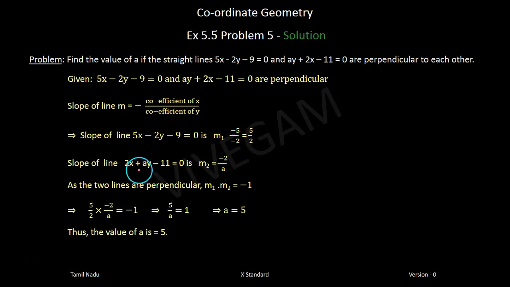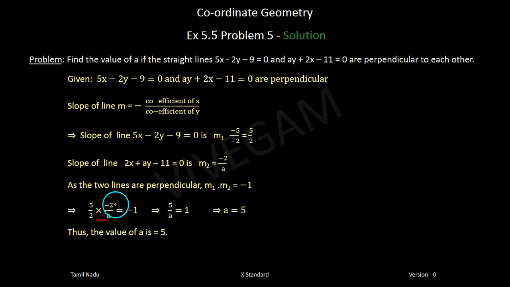And slope of the second line 2x plus ay minus 11 equal to 0 is m2 equal to minus coefficient of x, that is minus 2, divided by coefficient of y, that is a. So it is minus 2 by a. Now multiply m1 with m2. So m1 m2 will be equal to minus 1, right? That is the condition. So 5 by 2 into minus 2 by a equal to minus 1. This is the condition for the two lines to be perpendicular.